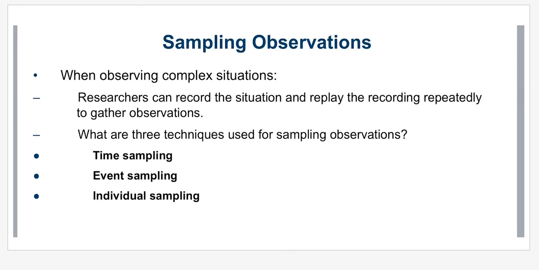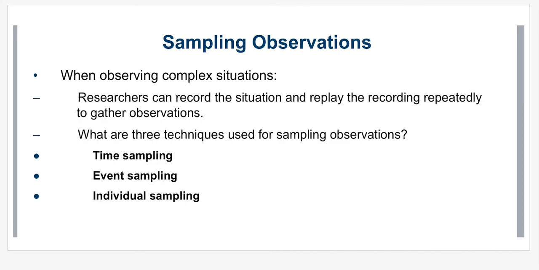Okay, sampling observations. When observing complex situations where there's a lot going on or a lot of people, especially in a more naturalistic environment, researchers can record the situation and then replay the recording later as many times as they need to gather certain observations. And when they do this, they're going to look for different things each time in order to organize all of this and be able to observe the things they're wanting to observe.